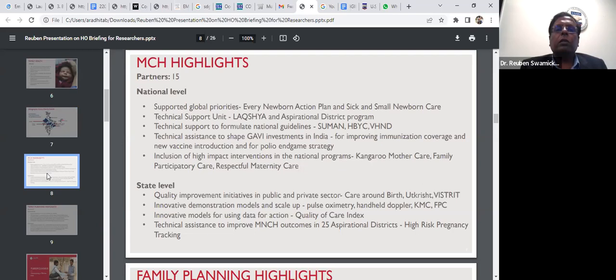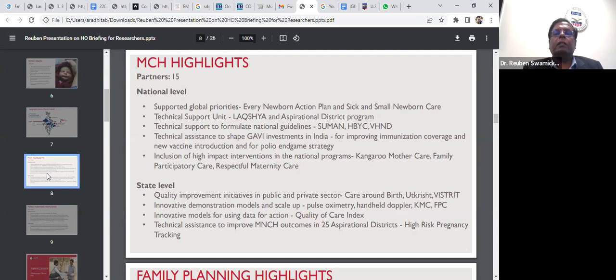So on the ground, we have about 15 partners, and just a quick snapshot of what we do at national level and state level. One is, of course, to support global priorities. So every newborn action plan and sick and small newborn care. We have a technical support unit called Lakshya, and we have an aspirational district program unit that we're supporting. We provide technical support to formulate the national guidelines, and there are a lot of them.